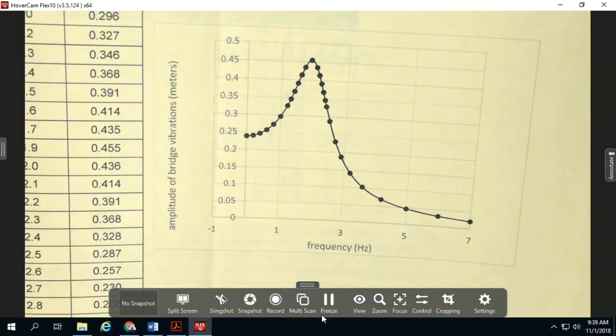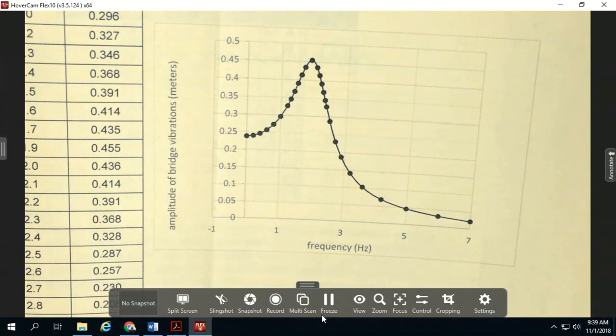Now, this bridge has a natural frequency of about 0.45 meters. How do I know that? That's where the highest peak is. So the Tacoma Narrows Bridge, if you noticed, its amplitude was quite a bit different than that. It was probably 10 meters, 15 meters. It looked really big, didn't it? When that thing started vibrating. But that's because the bridge was much larger.